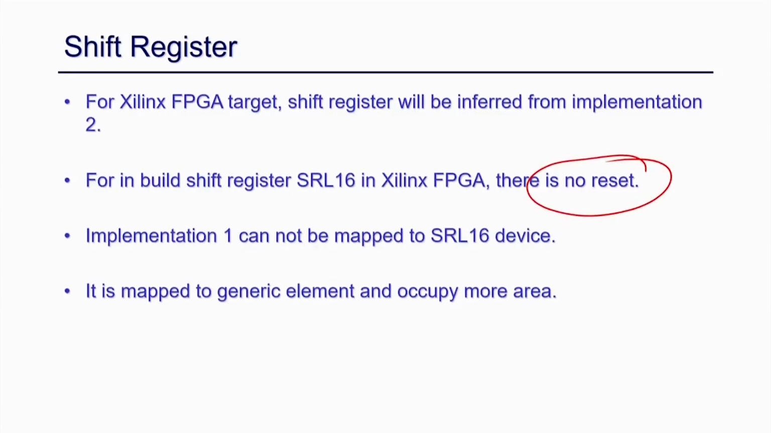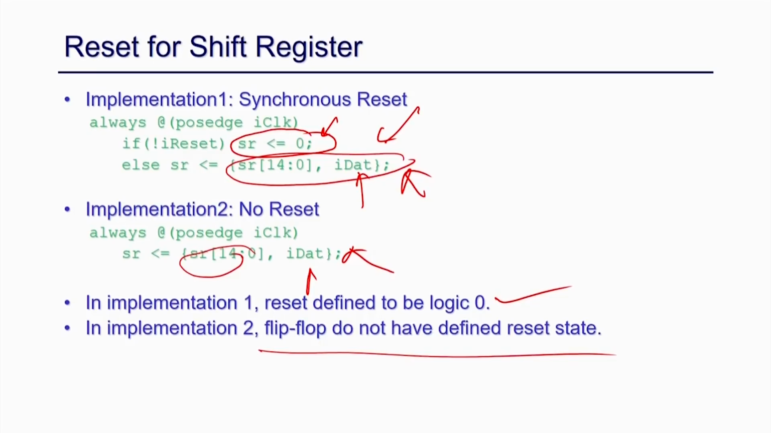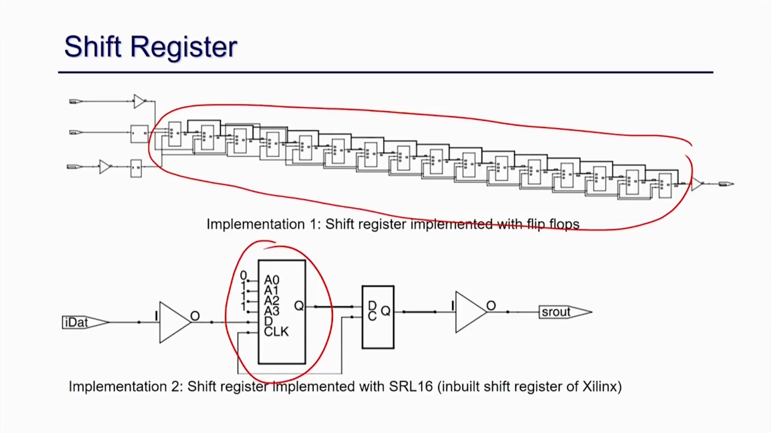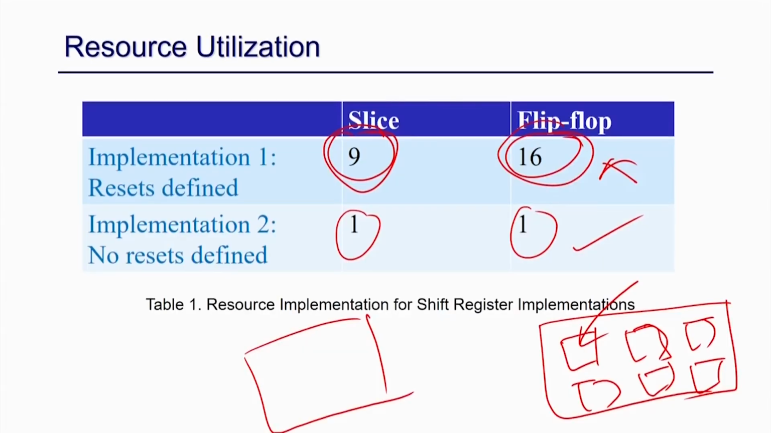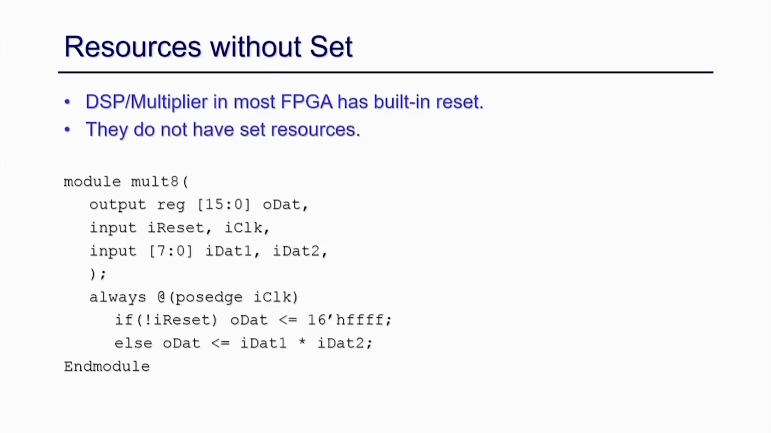Sometimes we do not care about this, sometimes you need this, but most of the time I do not have a defined reset state, because it does not matter to your design. So probably this is a better choice, because it will result in finding a SIP register instead of mapping it to the normal registers of your FPGA. Okay. So I will move on to the next issue: DSP resource without set.